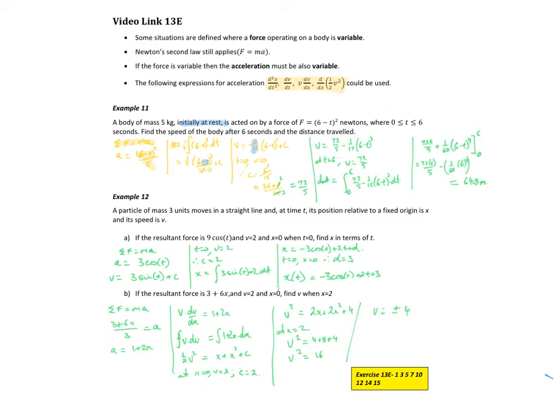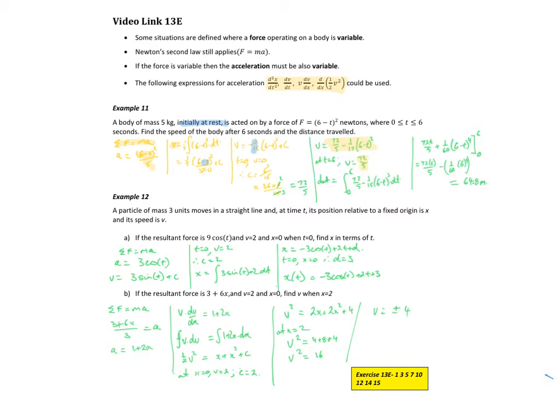So the rule for my velocity, if we take it across, is given as 72 on 5 minus 1/15 of 6 minus t cubed. Find the speed of the body after 6 seconds. So if I put t equal to 6 in there, obviously my 6 minus 6 is 0, so I get left with 72 on 5. All right. And the distance travelled. So there's my speed at that point in time: 72 on 5 meters per second.